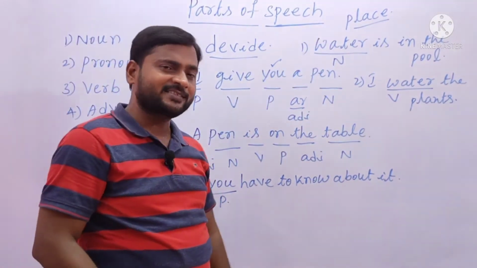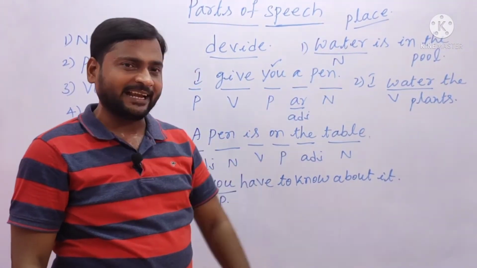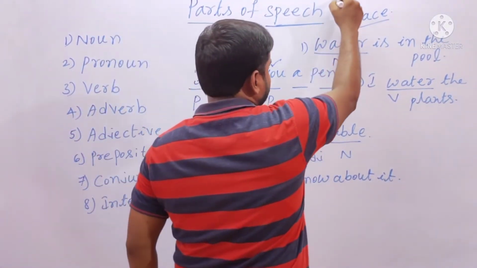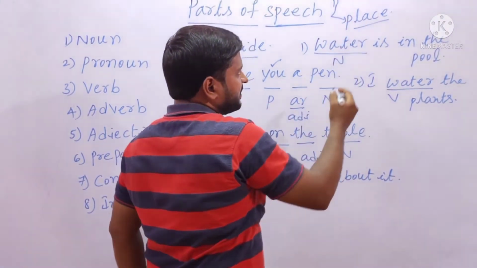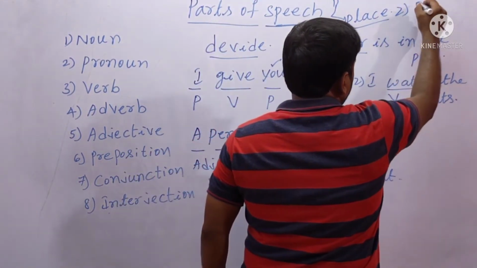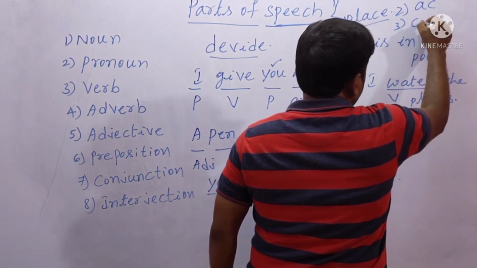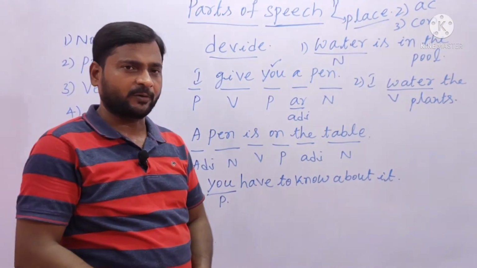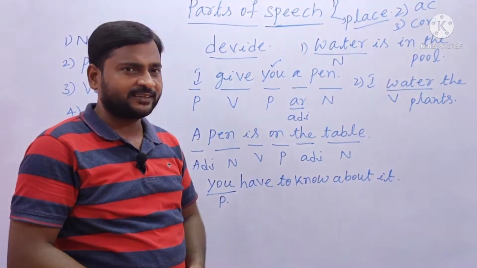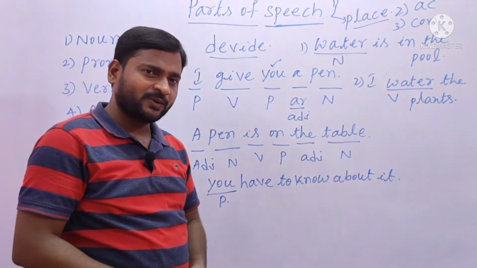If you want to decide the importance of the word in the sentence, you have to know the three elements. First one is place of position, as you know. Number two, actual meaning. Number three, contextual meaning. These 3 points you have to remember.